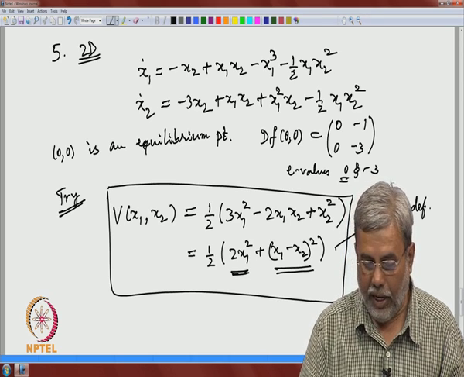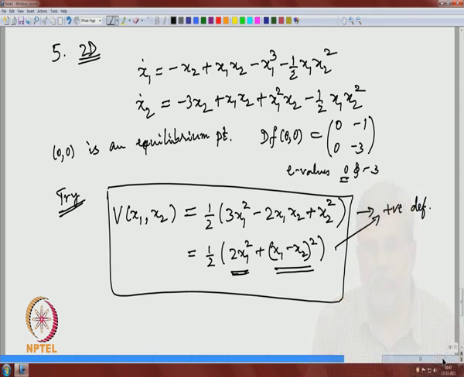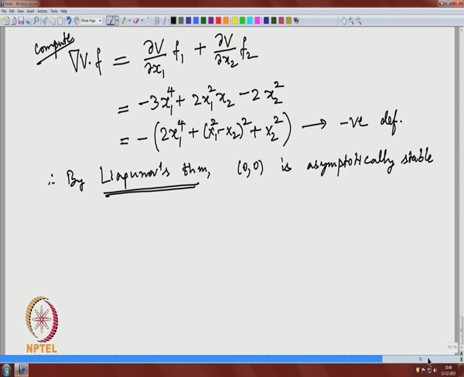Okay. Given a system, I cannot immediately see why this 3, minus 2 and 1 should come. No, that will not happen. You have to try it, and the important thing is we have to have a sign for this grad V dot f. Okay. So, that you should bear in mind.